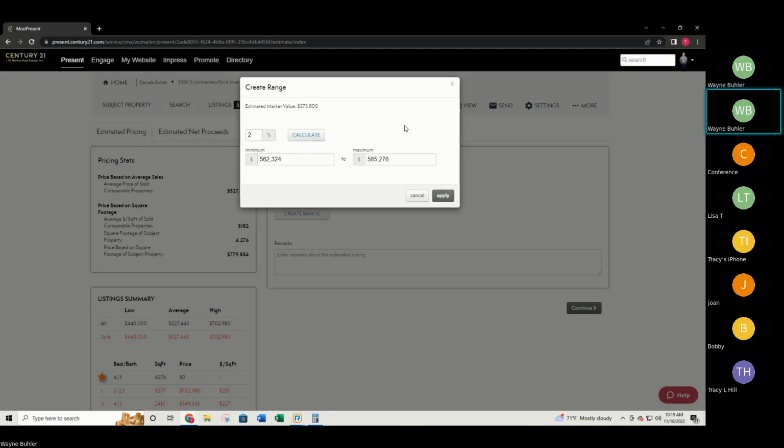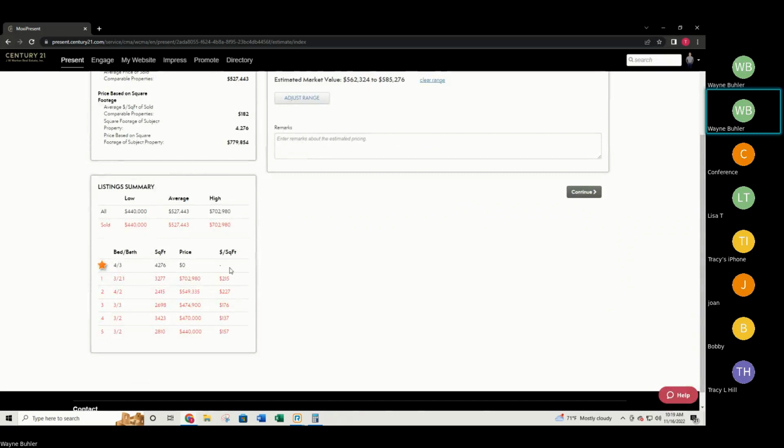Could you look at the price per square foot and then see the deviation, and maybe adjust the range based on that percentage? Yeah, so we can look right here. I don't have it in percentages, but we can see our adjusted prices are all right here. We got 215, 227, 176, 137, and 157. So again, my outliers are 227 and 137.